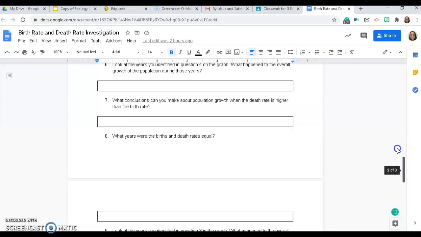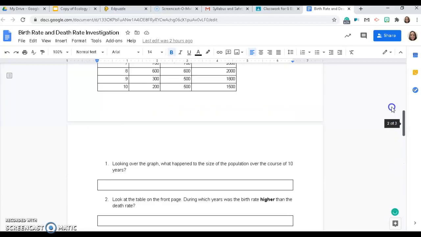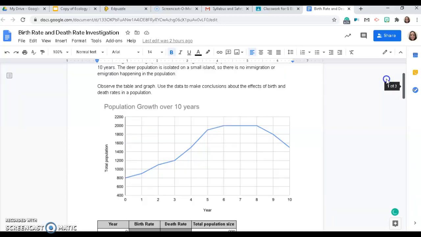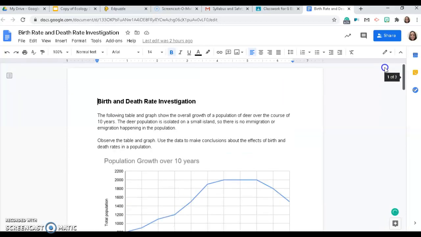If you did not watch the Edpuzzle on populations before you do this, I strongly suggest that you watch the Edpuzzle first because a lot of that information is going to help you with this.